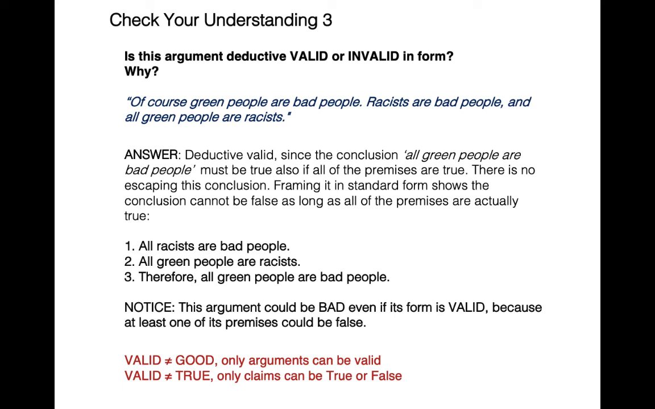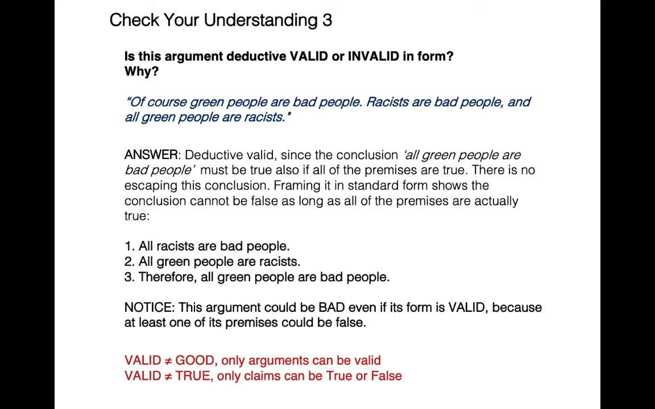So the way to think about this is that green people are a subset of the racists, and racists are a subset of the bad people. There's just no way a green person cannot be a racist, cannot be a bad person. Conclusion, all green people are bad people, follows logically, validly. It is justified by those assumptions just in case they're true.